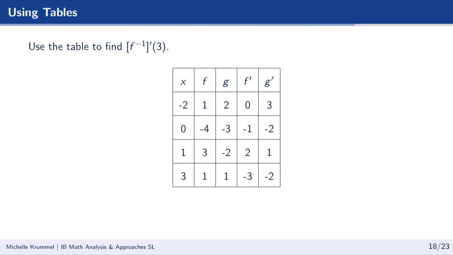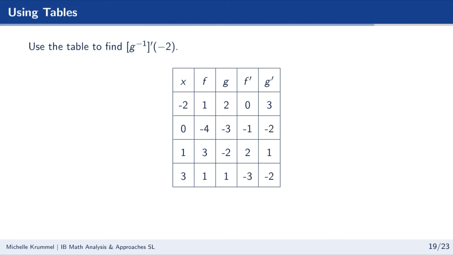Use the table to find f inverse prime of 3. So we have to know the 3 steps in order to do this. First step, where does f equal 3? So here's f. Where does it equal 3? It equals 3 right here when x equals 1. And now we take the x value of 1 and we substitute that into f prime, giving us 2. And then finally, we take the reciprocal, 1/2.